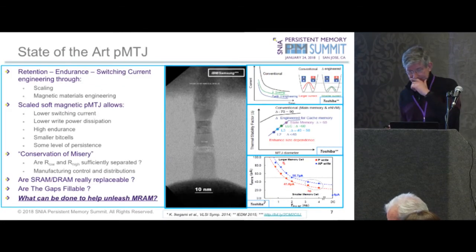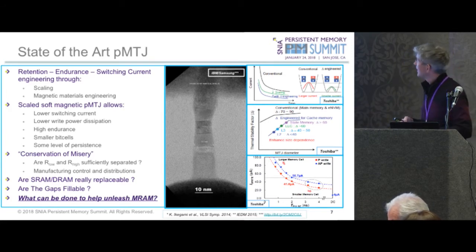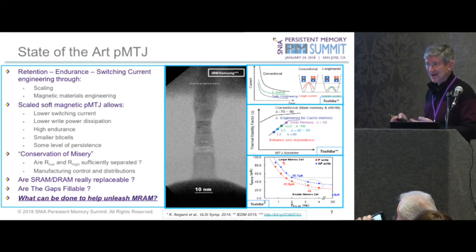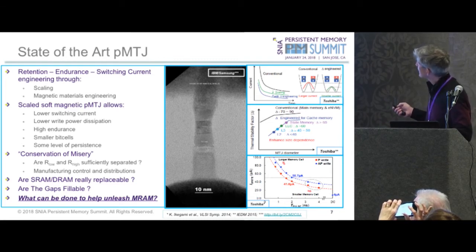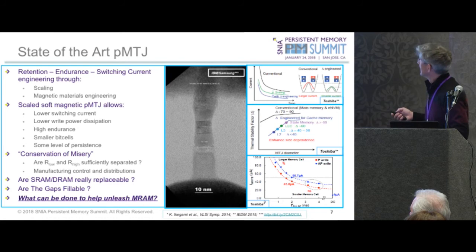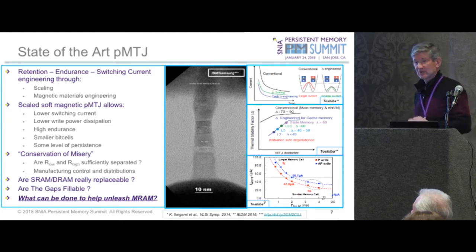Okay, state-of-the-art MRAM. Retention, endurance and switching current are being engineered by various companies to see if they can get a handle on this, to see if it can break out of that non-volatile memory cage. Toshiba, for example, has done a ton of work on materials engineering to reduce the current required to switch and also increase the switching speed. By scaling, you can do that, and also with magnetic materials engineering. So they've been trying to push MRAM into the SRAM cache replacement area. Scaling the soft magnet PMTJ allows lower switching currents, lower write power dissipation, high endurance, and smaller bit cells with some level of persistence. But that's a tricky optimization to go down.